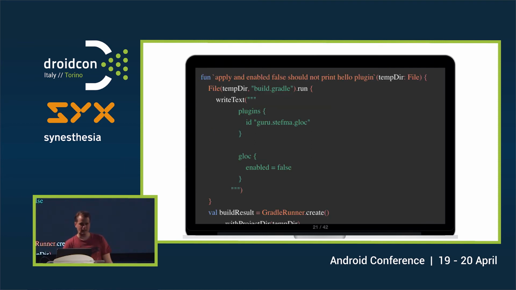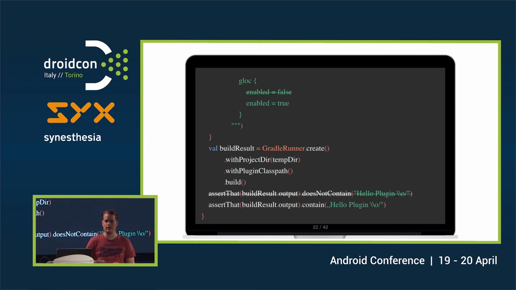What does a test look like? As before, we create our build Gradle file in a temp directory somewhere. This time, we can use the Glog extension with enabled false. We set up the Gradle runner with a project dir and the plugin class path. And finally, we want to assert that the output does not contain hello plugin. As well, in another test, if we say enabled true, it should contain hello plugin.